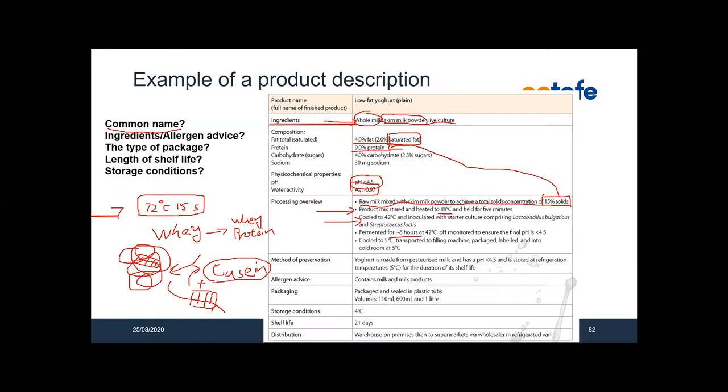So the method of preservation, we have to understand that as well, because that is really important to shelf life, and it's also really important to decide the storage condition. This one here, because we didn't do any treatment after the fermentation, has to be stored at low temperature, normally below 5 degrees. So yogurt is made from pasteurized milk and has a pH of below 4.5. It's stored at refrigeration temperature, 5 degrees, for the duration of its shelf life.